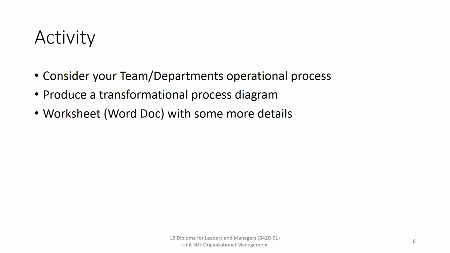Produce a transformational process diagram, a little bit like the one in slide 5. There's a bit more detail in the activity sheet, but it's going to be different in every situation. There's not a right or wrong. It's about you trying to come to terms with where your operational management control is in this sort of situation.